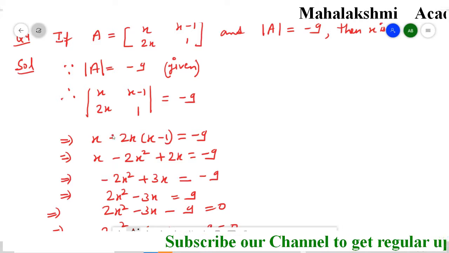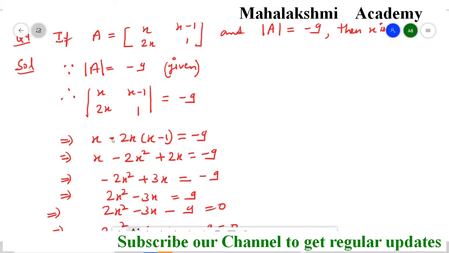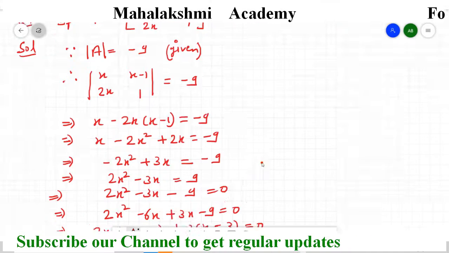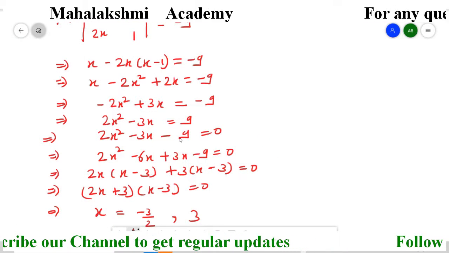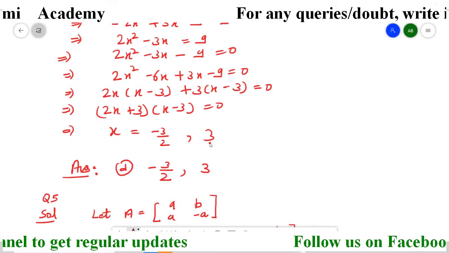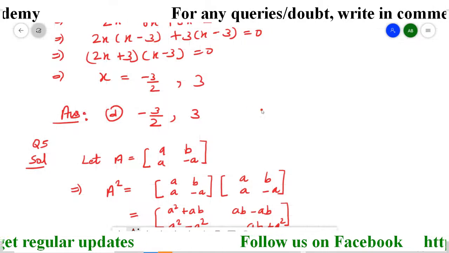X multiplied by 1 is X, then the minus sign is of the formula, then 2x multiplied by this. Open the brackets and shift it. It is going to be a quadratic equation. Solve the quadratic equation, that will give you the answer -3/2, 3. So this question was simple, only the correction is there.